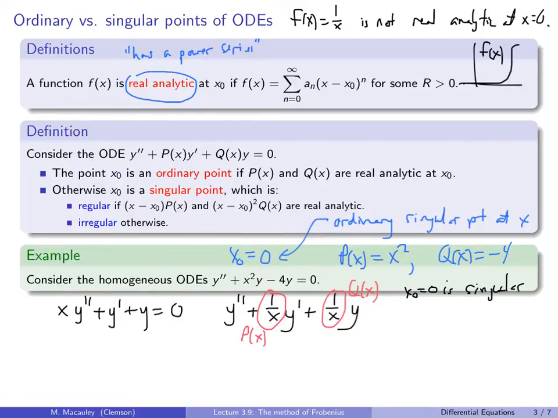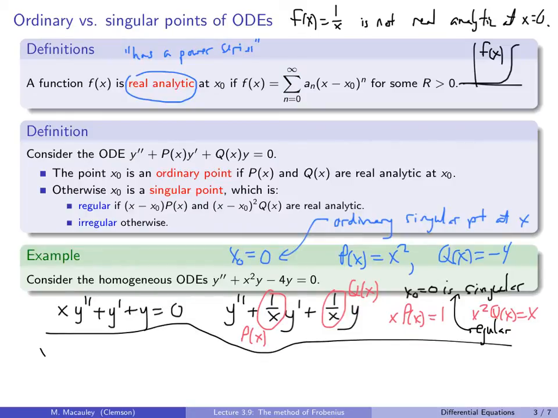So is it a regular or an irregular singular point? Well, let's check. Let's check x p of x, and that is 1, and x squared q of x, that's equal to x. That's what we had to check, this and this. And yes, these things are defined at 0. So this is a singular point, but it is a regular singular point.